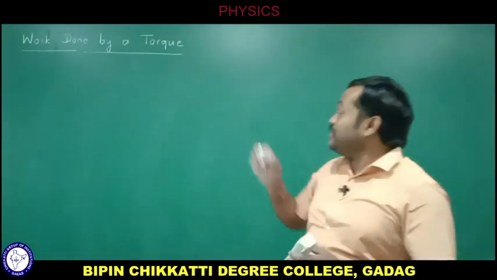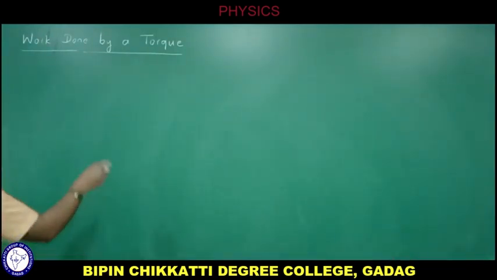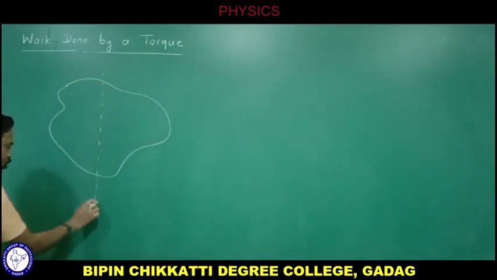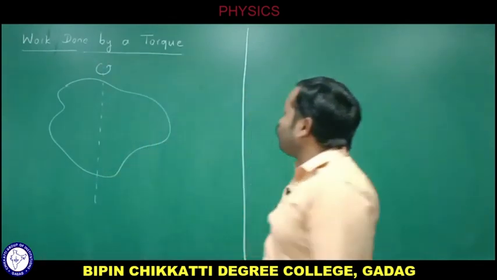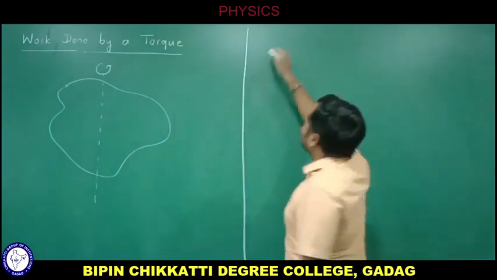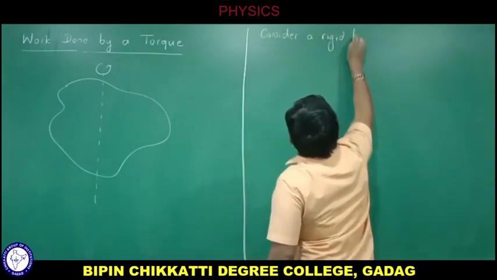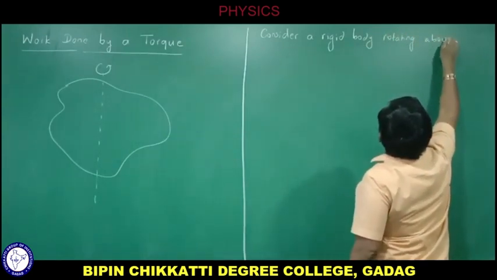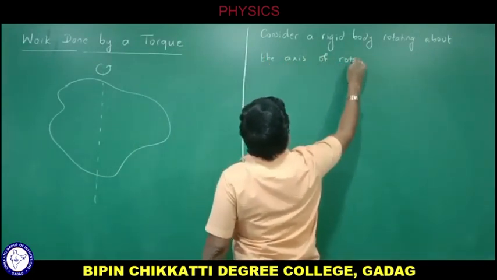Now let us check what is the work done by torque. To derive this, let me take a rigid body which is rotating about this axis. Let me derive the formula for work done by a torque. Consider a rigid body rotating about the axis of rotation.